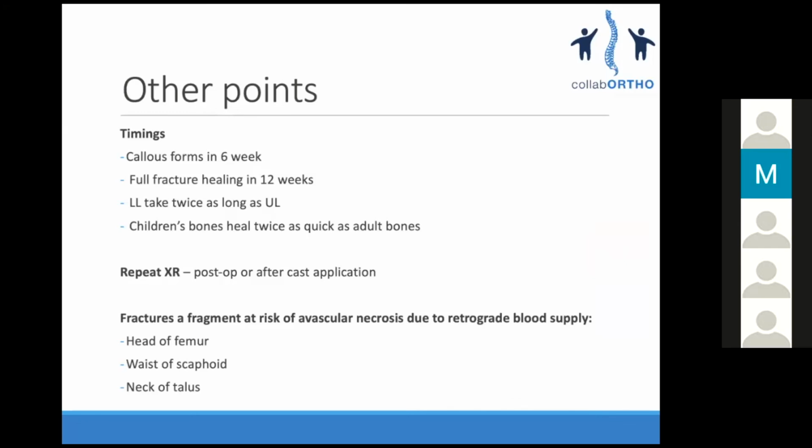Just a few other pointers to be aware of. Timings of healing, average timing. New bone formation is in about 6 weeks. Full fracture healing is in about 12 weeks. It does depend on what kind of bone it is. Obviously the lower limb, the femur, takes a lot longer than, say, the wrist. And as I mentioned before, children's bones do heal a lot quicker than adult bone. So these are just rough timings.